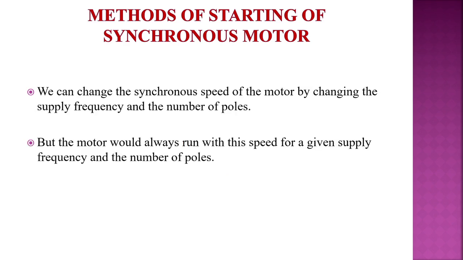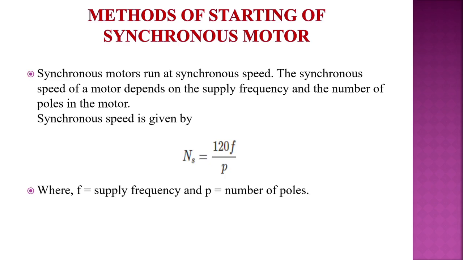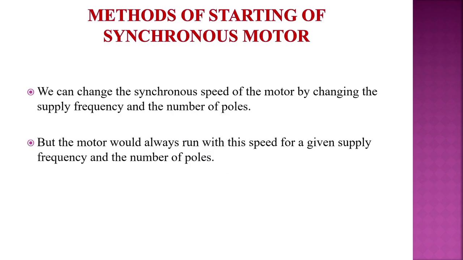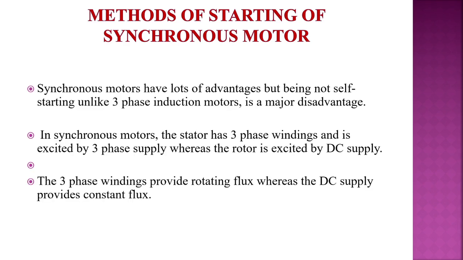So we can change the synchronous speed of the motor by changing the supply frequency and the number of poles, because synchronous speed is given by 120 F by P. Here, synchronous speed is directly proportional to the supply frequency and inversely proportional to the number of poles. So by increasing or decreasing the frequency and number of poles, we can increase or decrease the speed of the synchronous motor. But the motor will always run at this speed for a given supply frequency and number of poles.